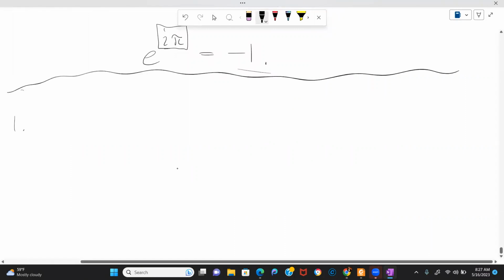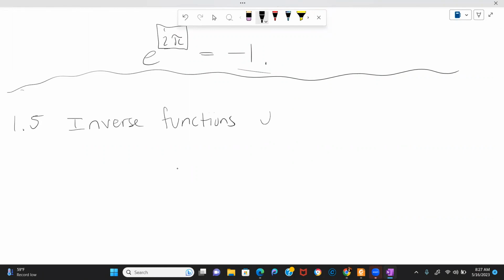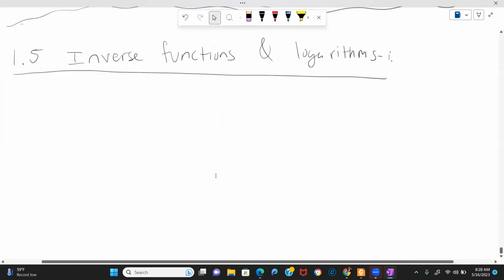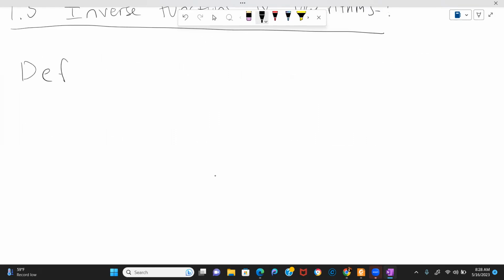So we have, this is 1.5. This is on inverse functions and logarithms. So before we talk about the inverse of a function, we need to talk about so-called injective or one-to-one functions. So let me just write down a definition. These are a very important type of function.